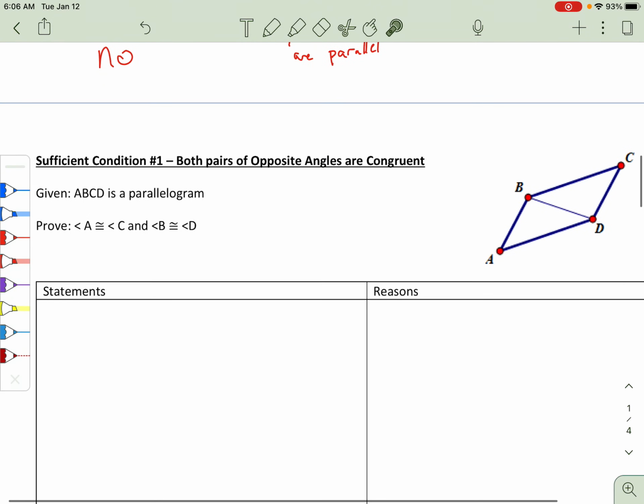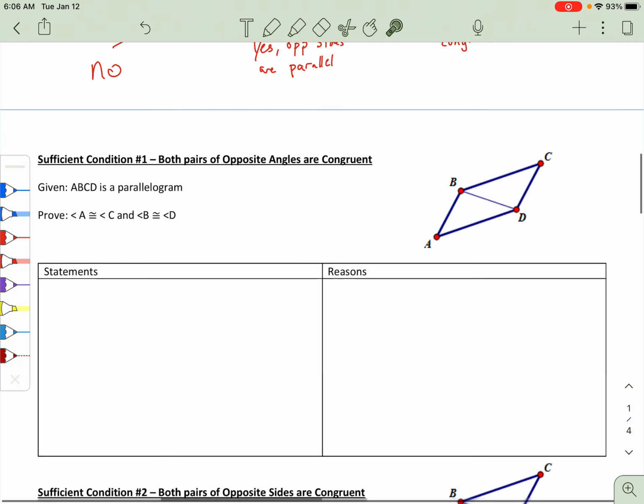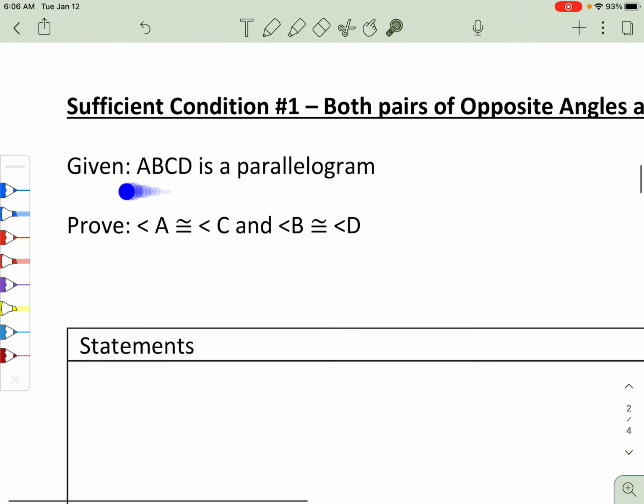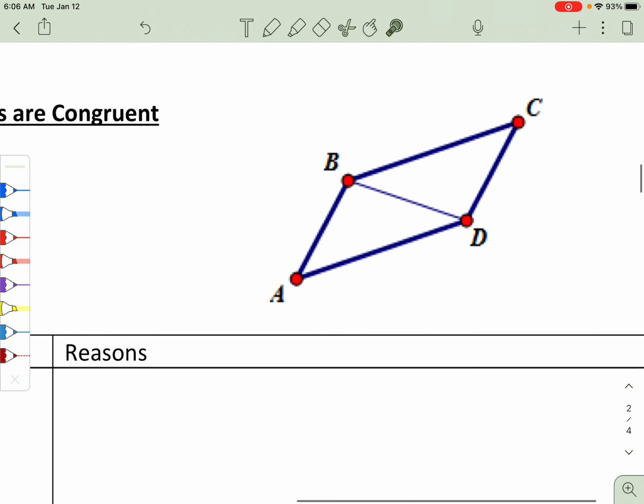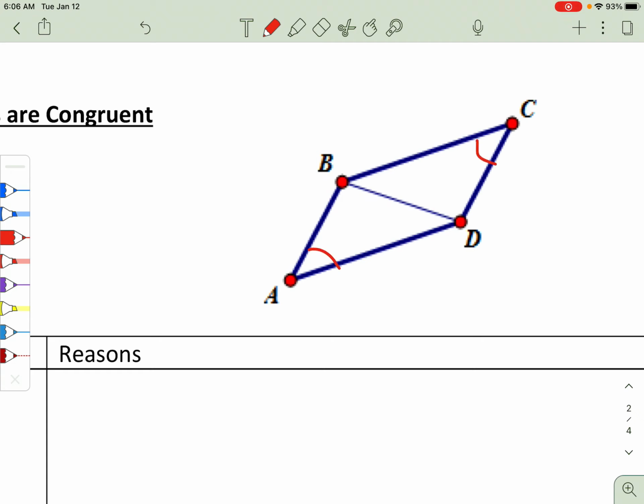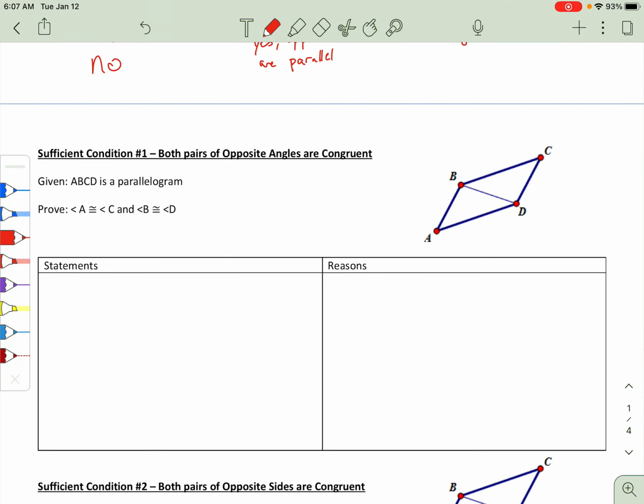Okay, so now we're going to go through some proofs, and as you can see, nothing's written in here, which is fine. We're going to go through this together and just prove different components based on the fact that we're using sufficient conditions. So the sufficient condition number 1 says both pairs of opposite angles are congruent. So that's the proof. It wants to prove that AC is congruent to BD. Well, if it's a parallelogram, then that should be the case, right? But we're going to prove why that is the case.